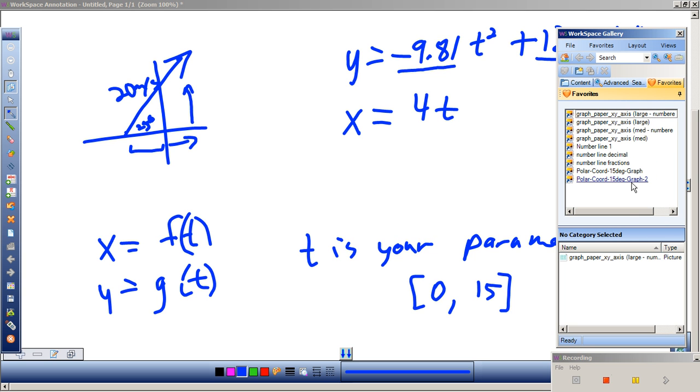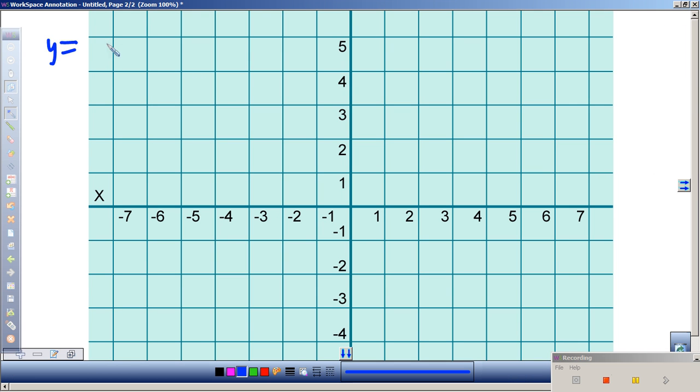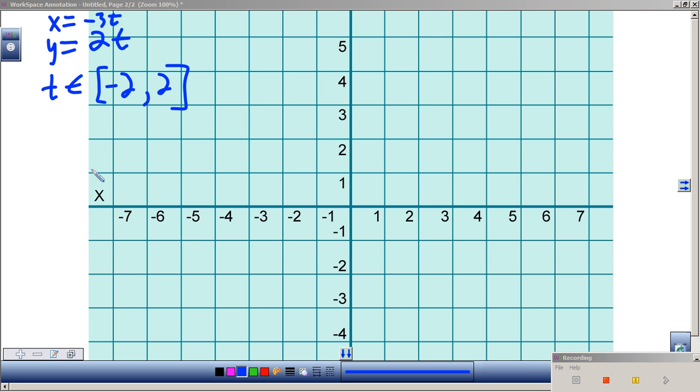So let's do a graph. Let's say y equals 2t, and x equals negative 3t. Our goal is to graph this parametric equation. And let's just say t is included in, let's go with negative 2 to 2. What do you expect the graph to look like?